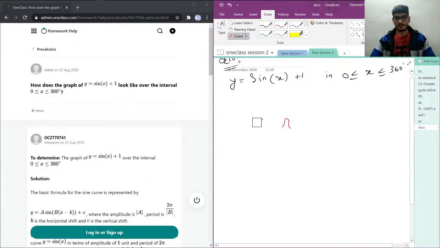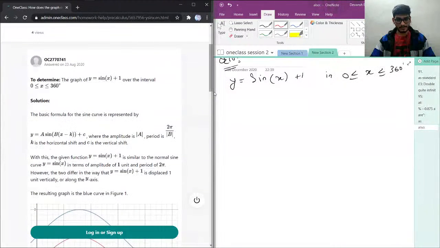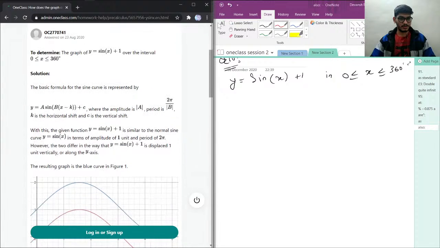But it's not just y equals sine x, we have 1 also. So we'll go with the proper solution. Let's go through the solution given by the Junior Tutor.